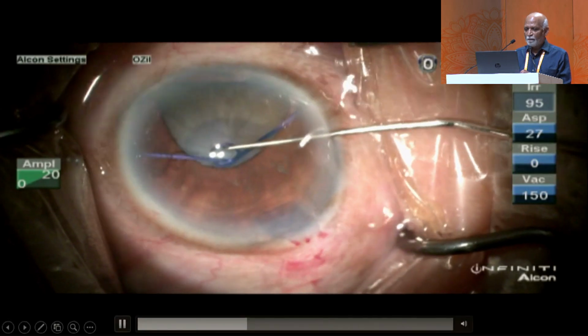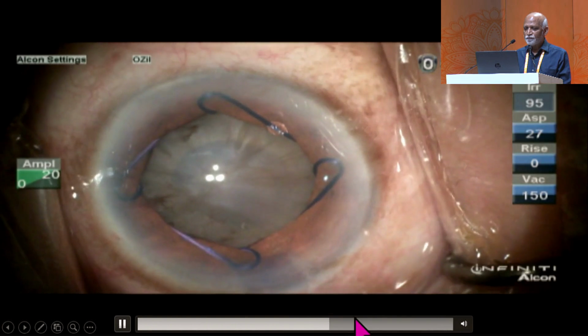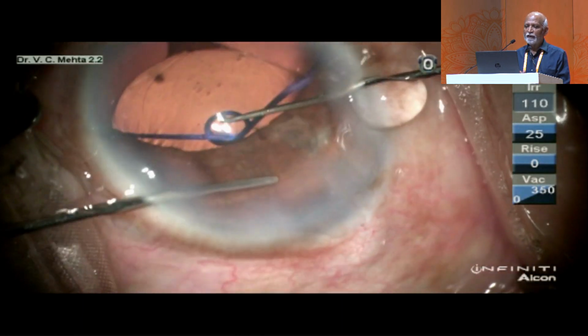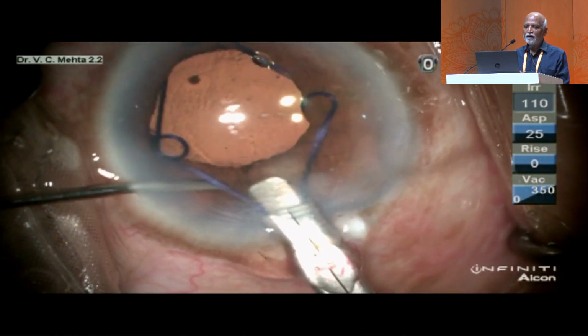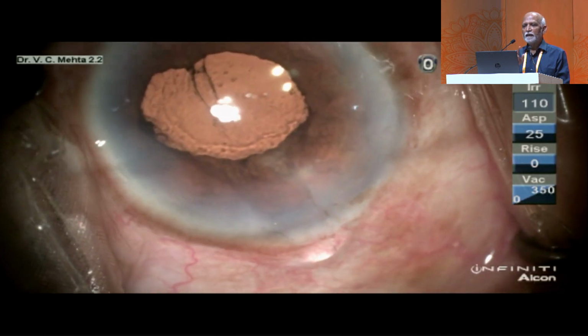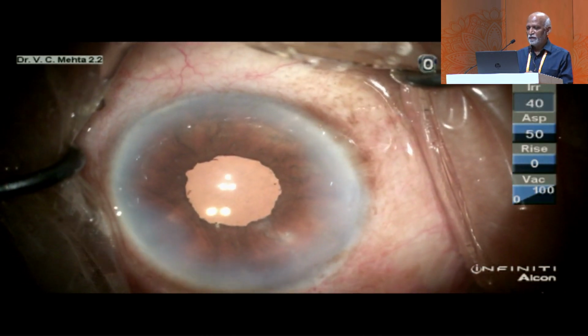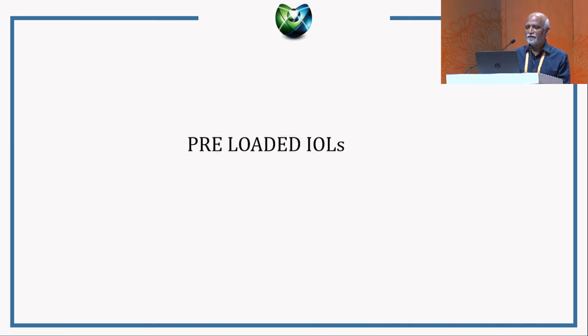So removing the ring, what I do is that I see to it that I use a second instrument from the side port, disengage one of the hooks, and then pull it out. But while you are pulling out, both the rings have to go into the incision. So choose your pupil expanding device and learn the correct technique of insertion and removal. Makes life very, very easy.